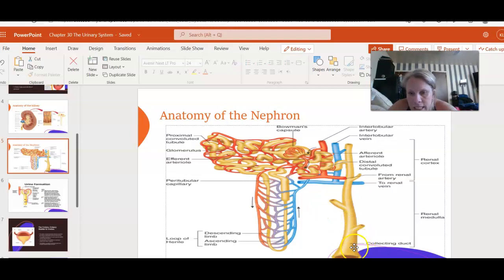You have your collecting duct down here, your loop of Henle, which is both the descending and ascending limbs. Descending is obviously going down. Ascending would be going up. Then your glomerulus is kind of like this little ball right here that has all the different tubes inside of it. Then your peritubular capillaries are these smaller type veins that are up in here. And then your Bowman's capsule is the one that's surrounding the glomerulus. Your afferent arteriole, and then your efferent arteriole, which is over here.